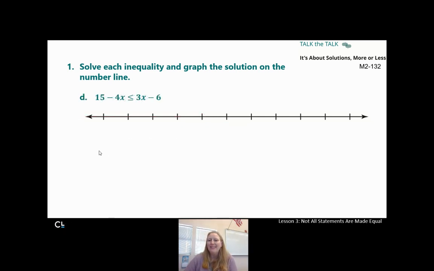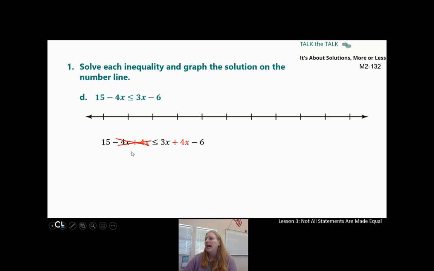Last but not least, part D. Now again, there's more than one way of solving this. I've got x's on both sides, but I really don't like that negative 4x. It's kind of freaking me out. So I went ahead and added 4x to both sides, just for me. That's how I like to do it. You may have used a different method. That's okay. We already discovered earlier that you can use different methods and get the same answer.